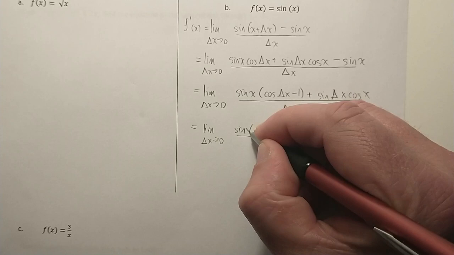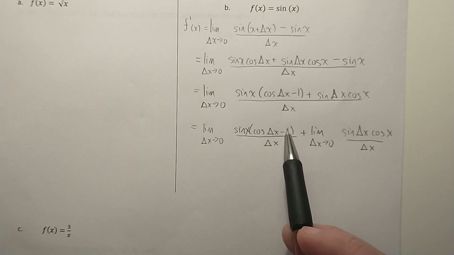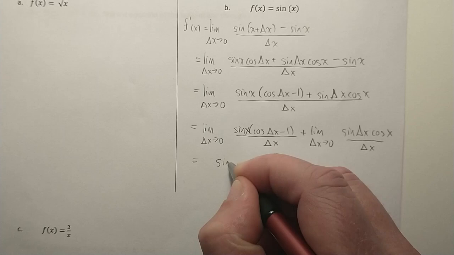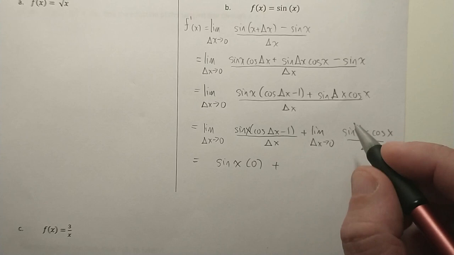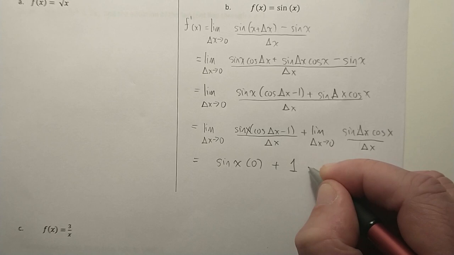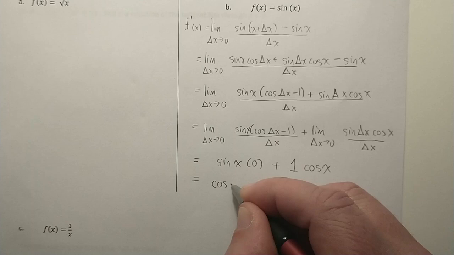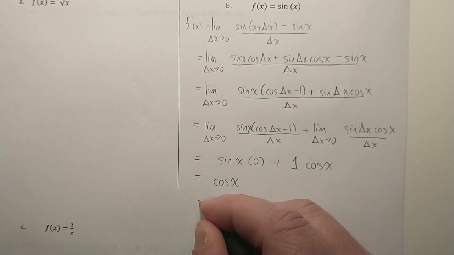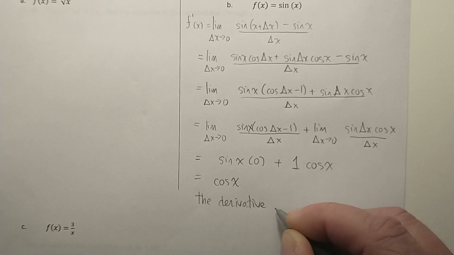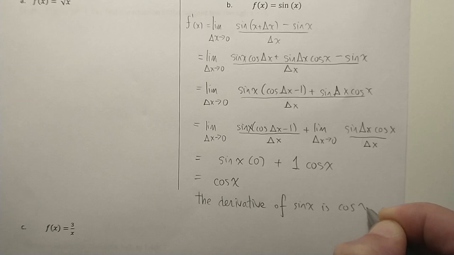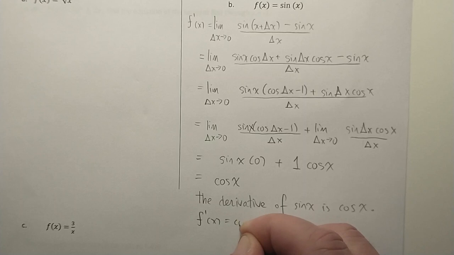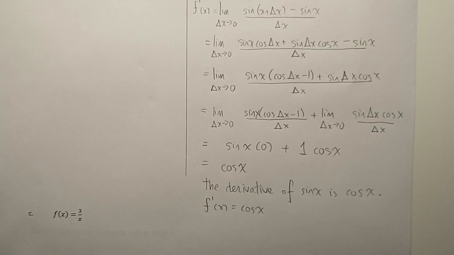Here is one of our limits. We know that 1 minus cosine delta x over delta x, that limit is 0. So this becomes sine x times 0 plus the limit of sine delta x over delta x. Well, that is 1 times cosine x. And we get cos x. So the derivative of sine x is cosine x. So f prime of x is cos x. Excellent. Not too bad. You could maybe later do the derivative of cosine x using your sum and difference identities.